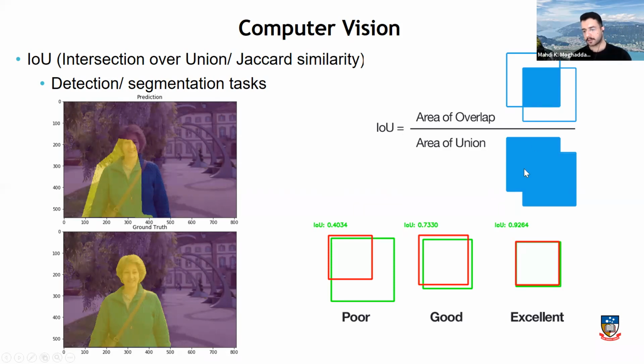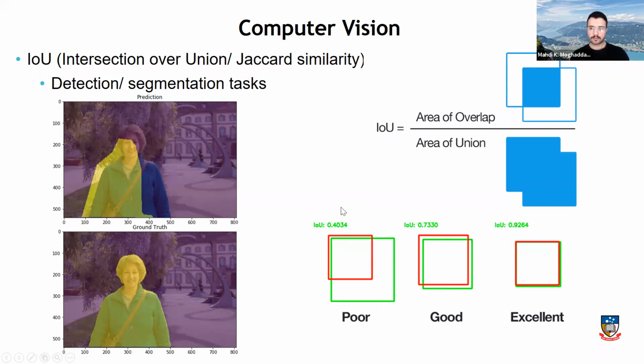On the right-hand side, if you're dealing with object detection and you have bounding boxes, it's the same thing on the bounding boxes. You need to measure the area of the intersection of those two bounding boxes and the area of the union. Ideally, this is a metric between 0 and 1, and you want it as close to 1 as possible, to get as close as possible to the ground truth mask in segmentation or bounding box in detection.